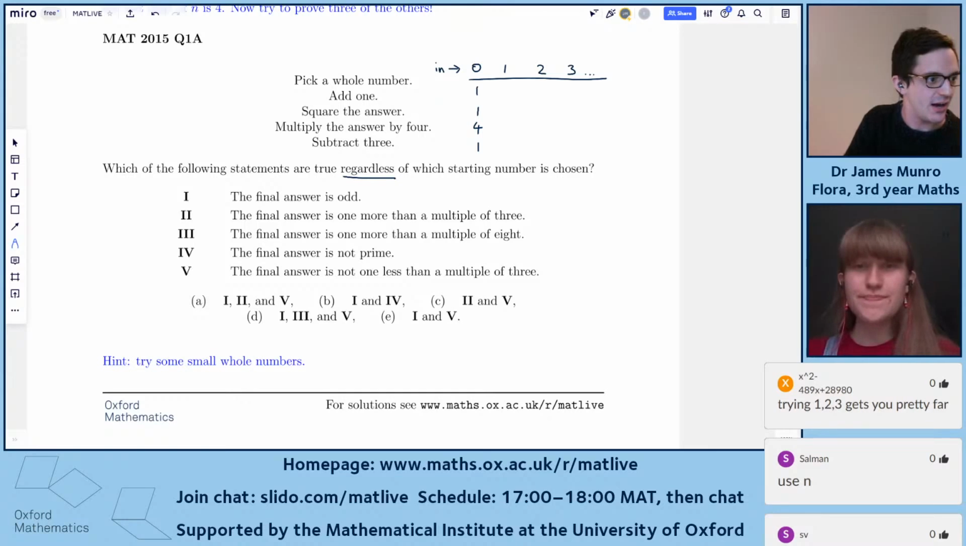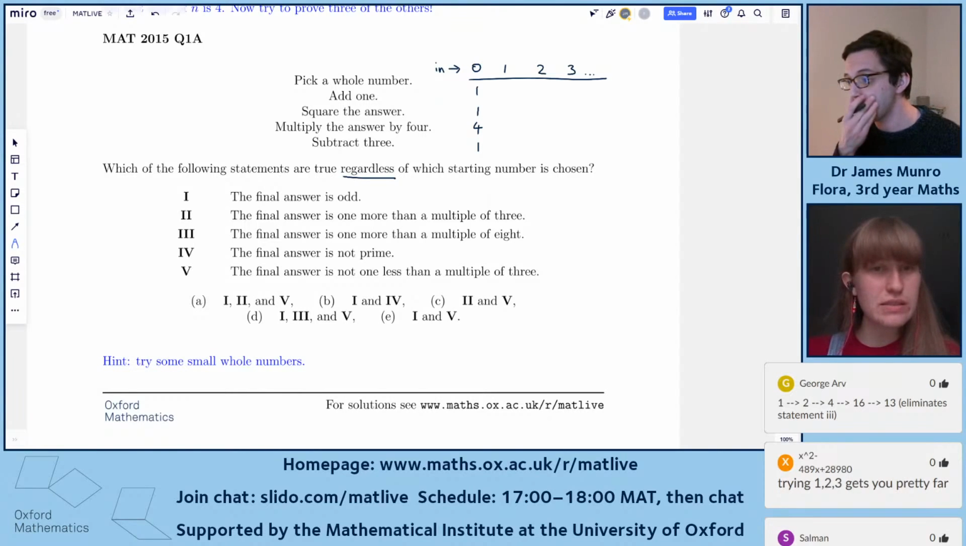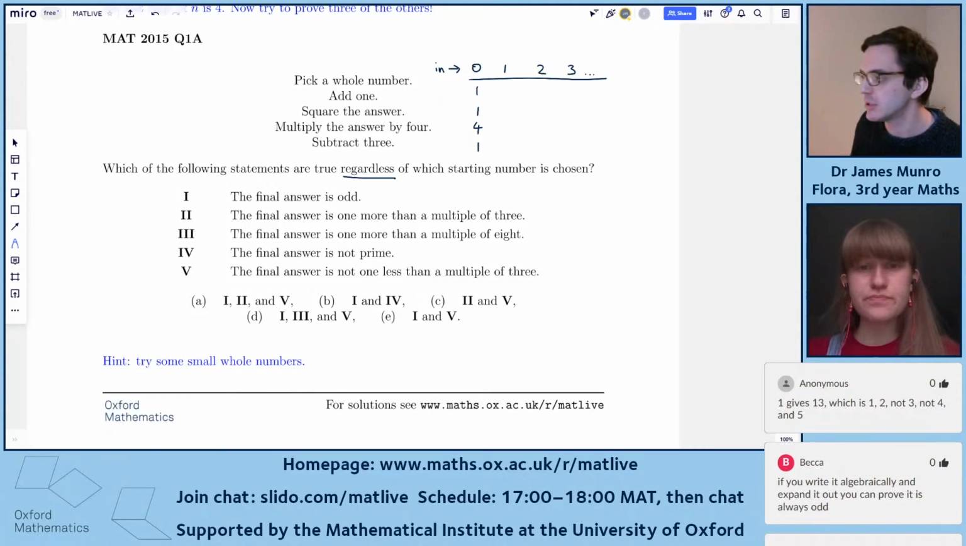Trying 1, 2, and 3, says somebody in chat. Pretty far. Emily asks, how many numbers should you try? Which is a good question. I would try a couple. I'd try probably 2 or 3 before I got bored.